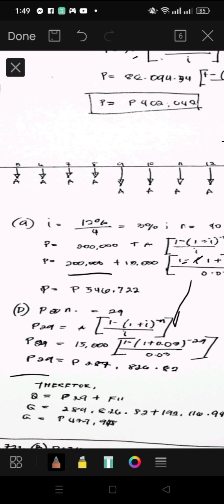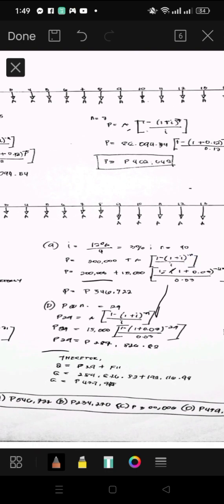So substitute this: A is 15,000 times the quantity of (1 plus 0.03) raised to the power of 11, minus 1, over 0.03, which gives F11 equal to 192,116.4494.